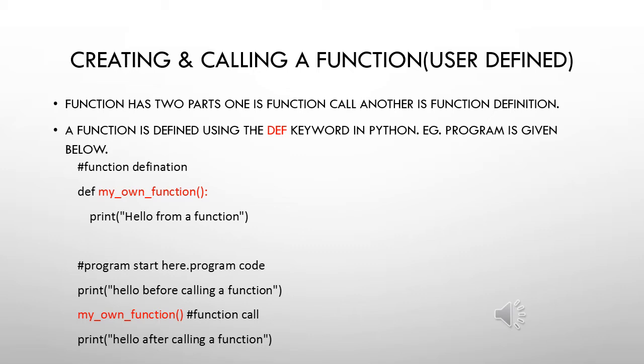A function has two parts. One is function call and another is function definition. A function is defined by the keyword def followed by the name of the function. So let's take an example of how this function works.